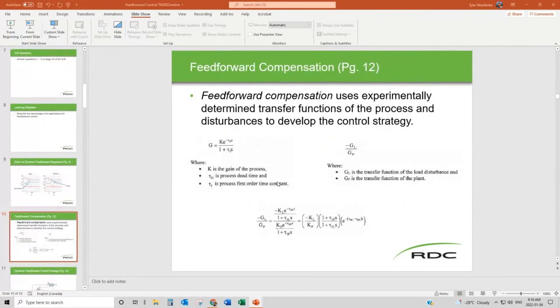Feedforward compensation. In order to make feedforward work, we have to experimentally determine transfer functions of the process and the disturbances in order to develop these control strategies. And this is why I'm saying we are going to be falling back on some of the stuff from third year, and hopefully you remember your Laplace equations and how we calculate the different process transfer functions based on the test values that we get from graphs.